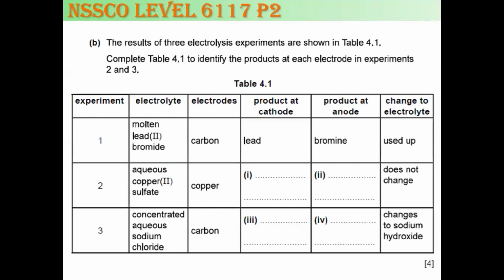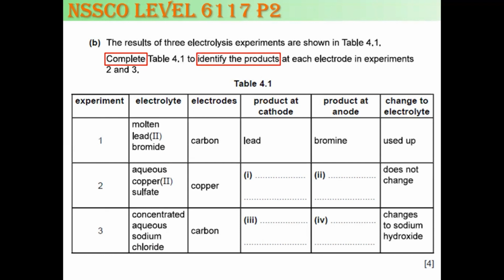All right, let's go on to B. Results of 3 electrolysis experiments. There is your topic word, electrolysis. The command word comes in: complete the table. So we are going to complete the table. We identify the product. Now, I like identify because when they ask you to identify, you can use the name or you can use the formula.